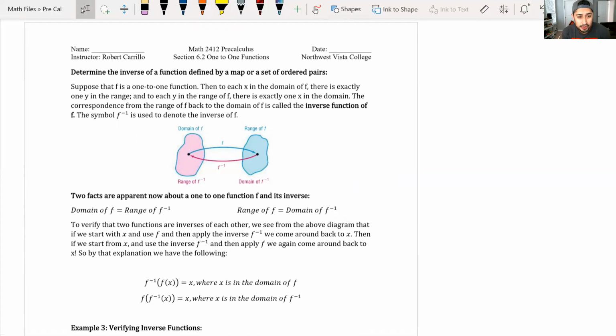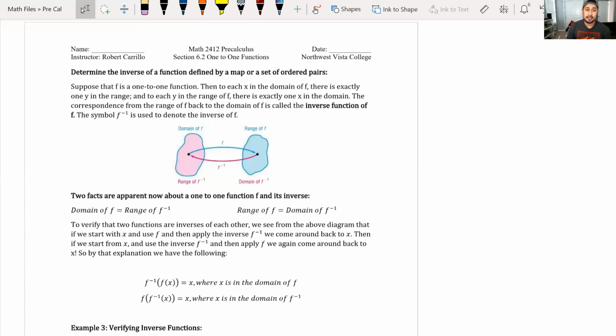Determine the inverse of a function. So suppose that f is a one-to-one function. Then to each x in the domain of f, there's exactly one y in the range. That is the definition of being one-to-one. This means that to each y in the range of f, there is exactly one x in the domain. The correspondence from the range of f back to the domain of f is called the inverse function of f. So the symbol f inverse is used to denote the inverse of f.